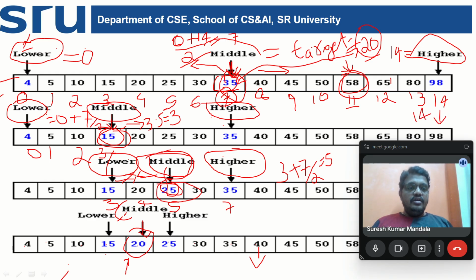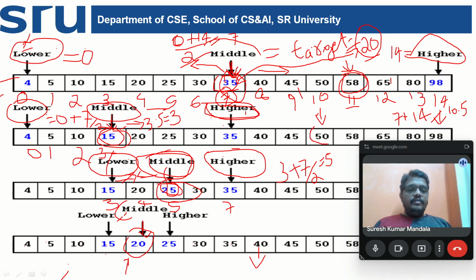There is no change there. But here the middle value becomes the lower value. Then what is the index of the middle value? 7. 7 plus 14 is 21, divided by 2. What is the answer? 10.5. 10.5 means the index value is treated as 10. Here, what is the value at index 10? 50 is identified as the middle value.